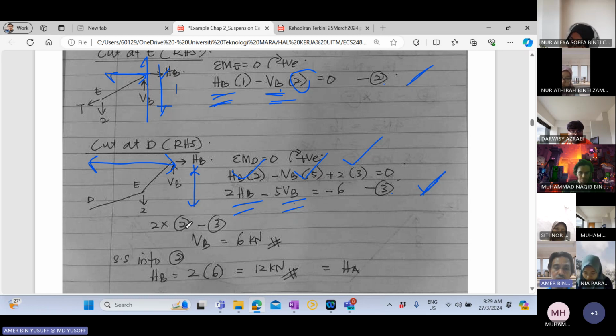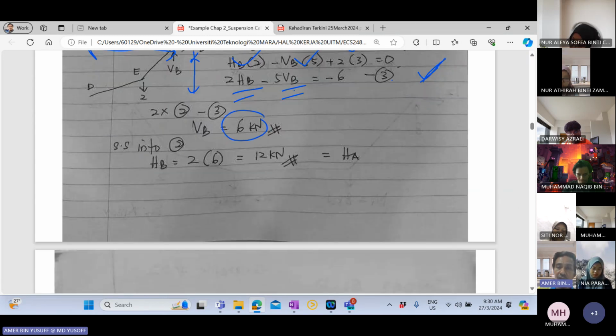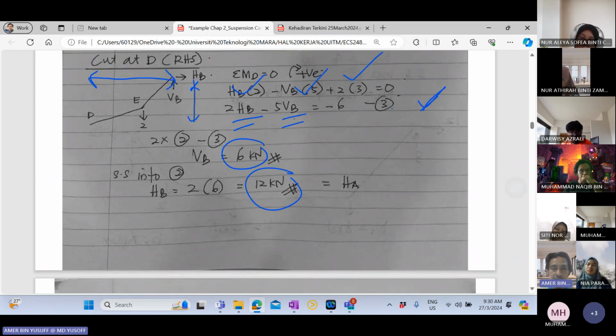Sebab guna manual, saya kata equation 2 multiply by 2 minus 3. Kan, ini manual. Tapi kita boleh guna calculator je. You masuk je yang ni, straight away you akan dapat answer. You got the answer. VB equal to 6. HA equal to 12. Okay, at least now we have a reaction. VB dengan HA. Okay, kita dah ada dah, by using this equation.